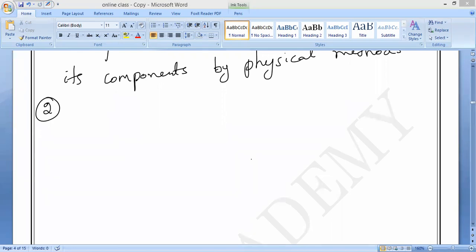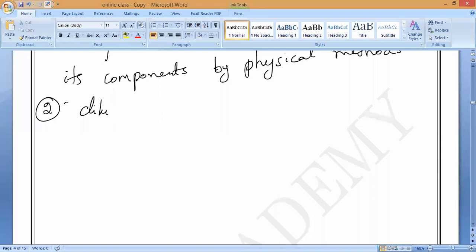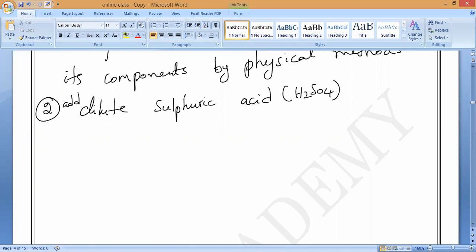So now, in the same way, I am adding dilute sulfuric acid. What should we add? Dilute sulfuric acid, that is H2SO4. If you add dilute sulfuric acid to the iron sulfide compound, you have to tell me what that iron sulfide compound is. FeS. Then what will happen?